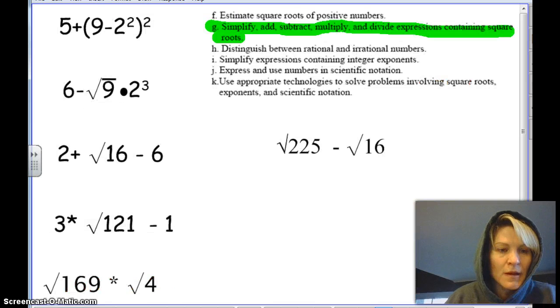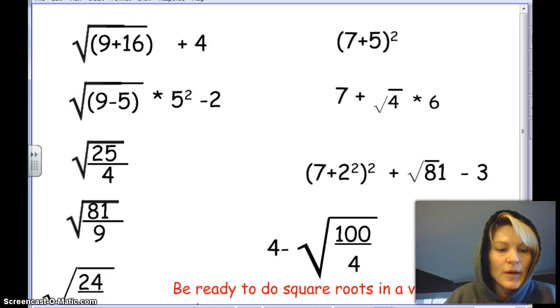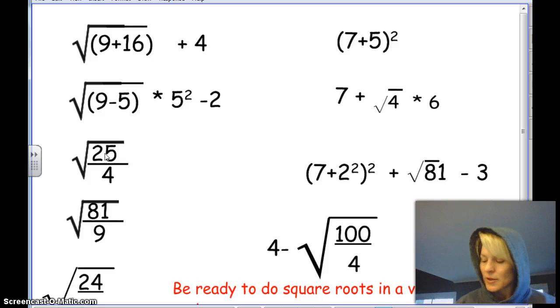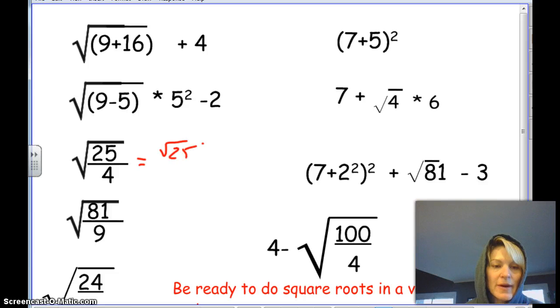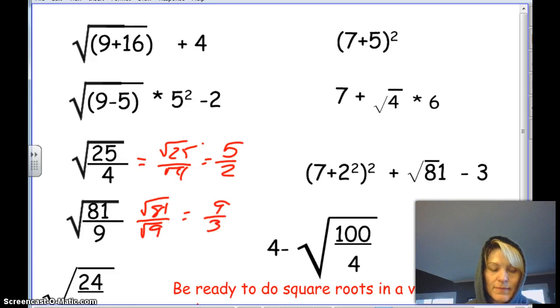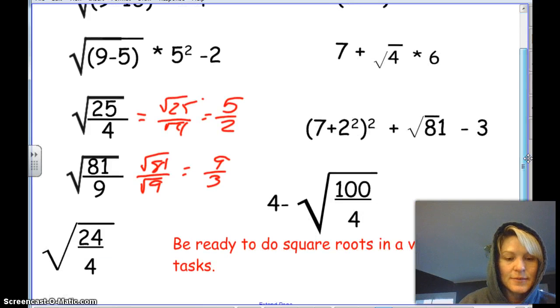Okay. All right. So square roots also, when you have a fraction, you treat them as the square root of 25 over the square root of 4. So that would just be 5 over 2. Okay? So same thing here. You treat that as the square root of 81 over the square root of 9. So that would give you 9 over 3.